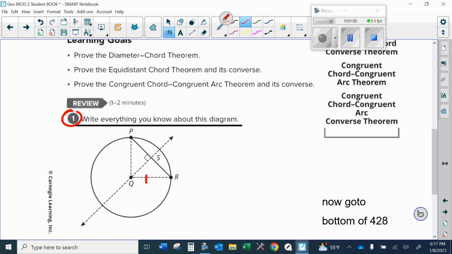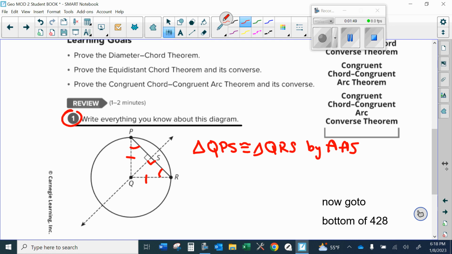So QR is a radius, QP is a radius. So therefore we know they're congruent, which means now I have an isosceles triangle right there, which the very first thing I should think with an isosceles triangle is isosceles triangle theorem, which says base angles are congruent. Well, now that I have base angles congruent, I can see that triangle QPS is congruent to triangle QRS by what? AAS. Angle, side. Okay. Now we know those are congruent.